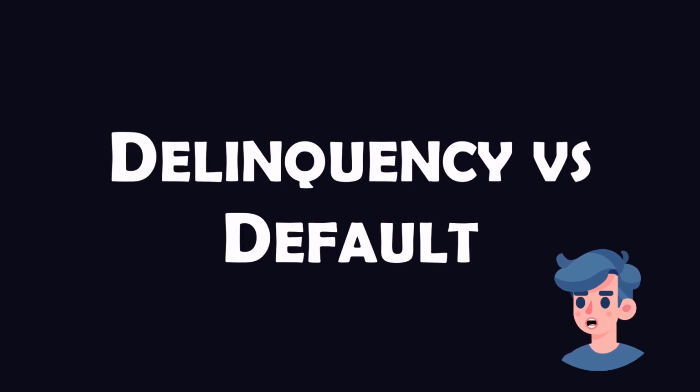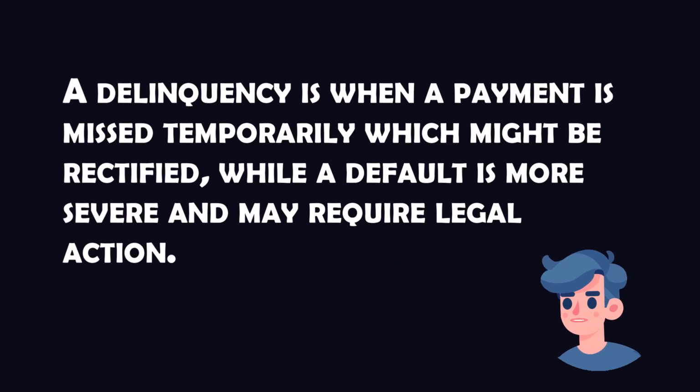It's crucial to differentiate between a delinquency and a default. A delinquency happens when a payment is missed, but is typically considered to be a temporary situation which can be rectified. On the other hand, a default is more severe and might require legal action to resolve.